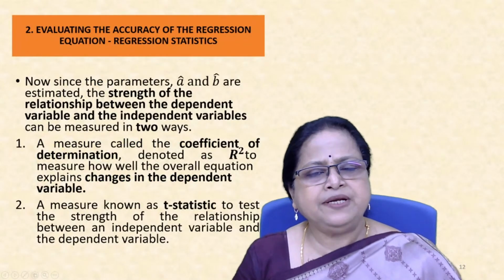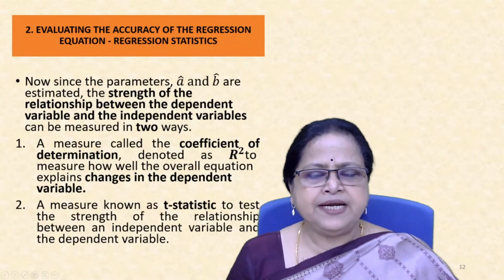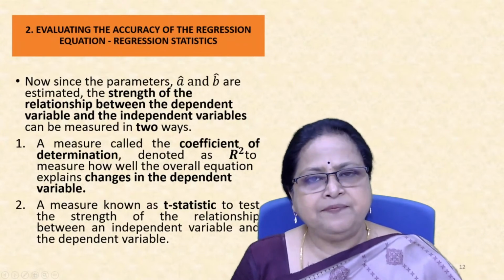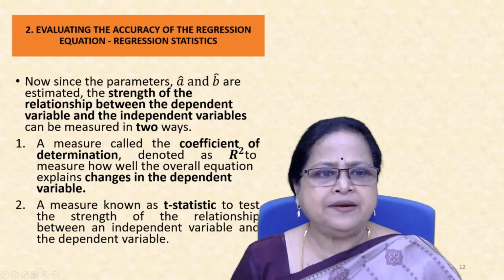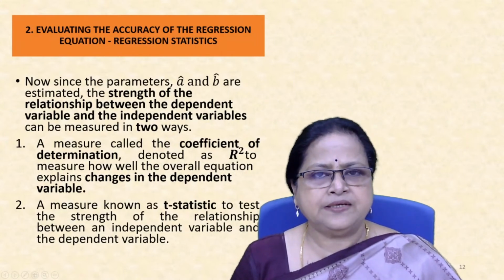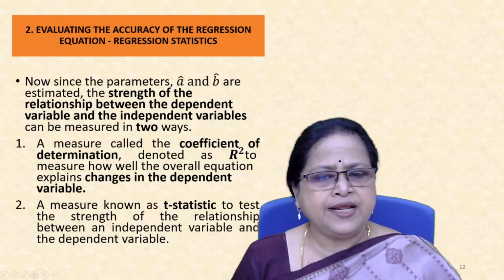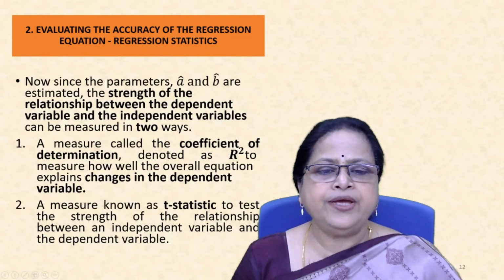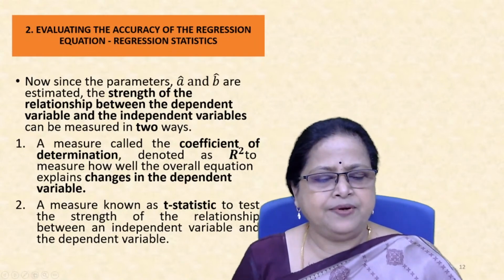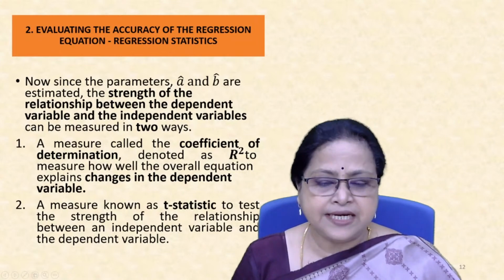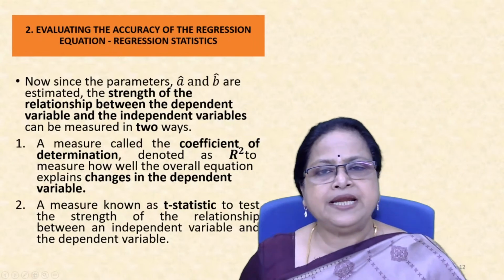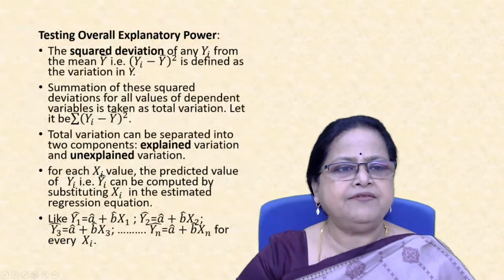Now, since the parameters A hat and B hat are estimated, the strength of the relationship between the dependent variable and the independent variable, in our example Qd and P, can be measured in two ways. First is the coefficient of determination, denoted as capital R square, to measure how well the overall equation explains changes in the dependent variable. Then there is another measure known as the T statistic, which tests the strength of the relationship between an independent variable and the dependent variable.